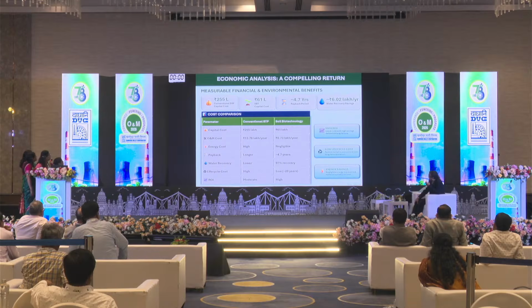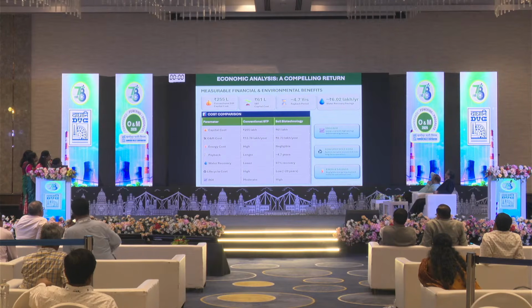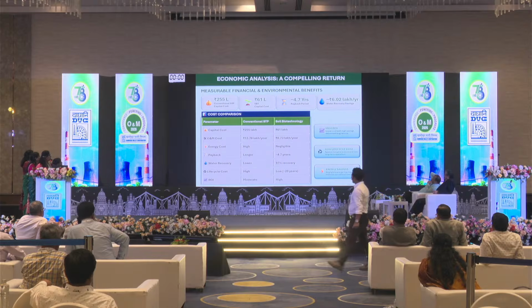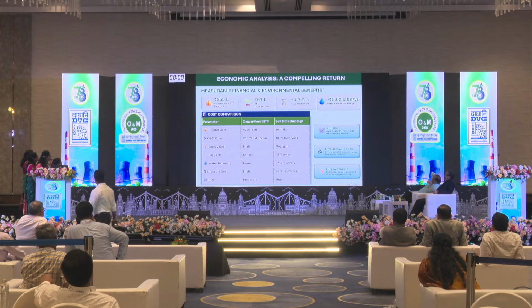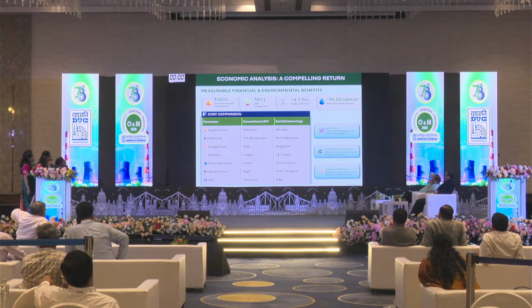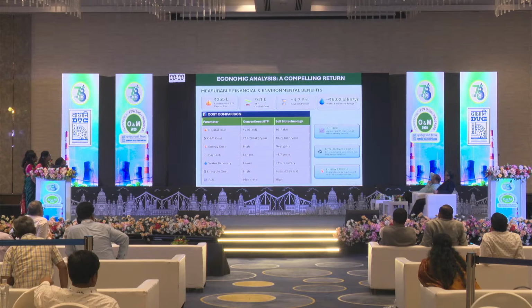And finally, the most important part of any new project, the cost impact. Here we can clearly see that the capital cost investment in case of STP is around rupees 255 lakh, but in case of SBT it's around 61 lakh, which is very low, and O&M cost is drastically reduced in case of SBT, that is 0.73 lakh per year, while in case of STP it's 13.7 lakh per year. Its payback period is around 4.7 years, with water recovery of 97%, which in monetary terms is 6.02 lakhs per year.